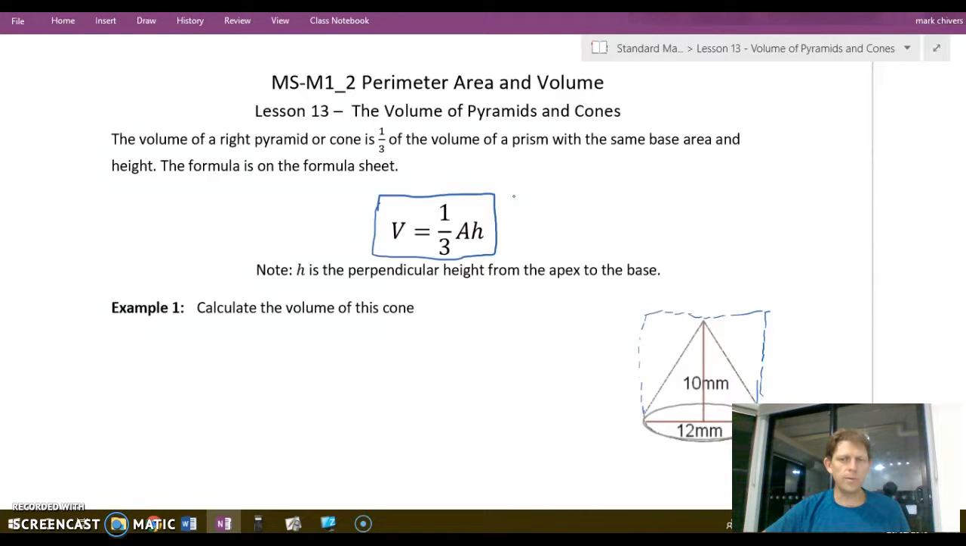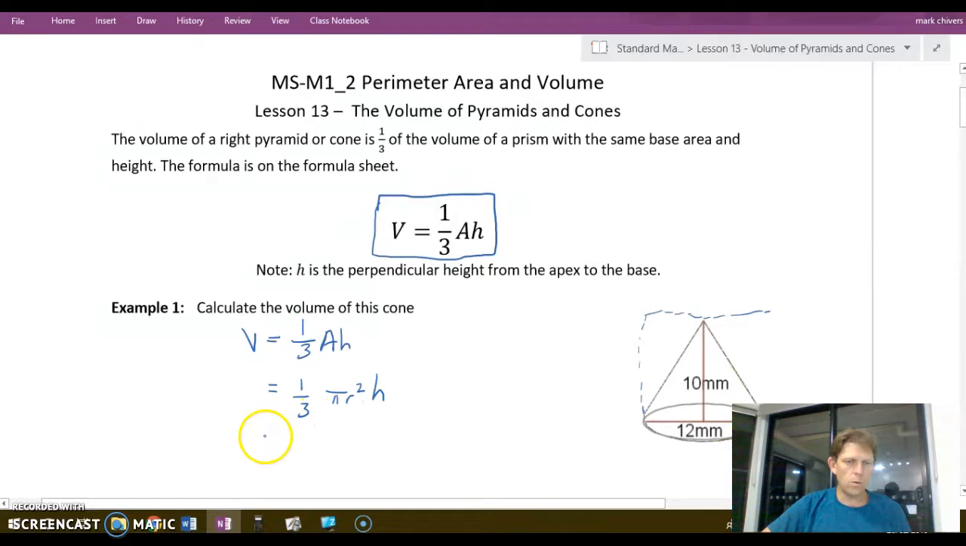Okay, so to calculate the volume of this cone, we're going to need the area of the base, and we're going to need to multiply it by the height, and then we're going to have to multiply it by a third. So once again, let's start by putting in our formula, which is a third of the area of the base times the height. And I'm actually going to write that out again, and I'm going to expand on what it means to be the area of the base, because we're talking about a circle here. So the area of a circle is pi r squared, and then we're multiplying that by the height.